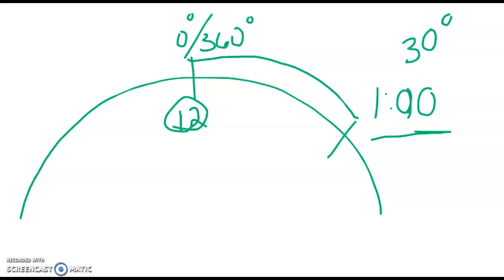Now, in between my 12 and my 1, I have how many hops? Well, look at it. Go. 1 minute, 2 minutes, 3 minutes, 4 minutes, 5. So, 1, 2, 3, 4, 5 hops. That's 5 hops to get to 30 degrees. So that means 5 times something is 30 degrees. Let's see if you can work it out.